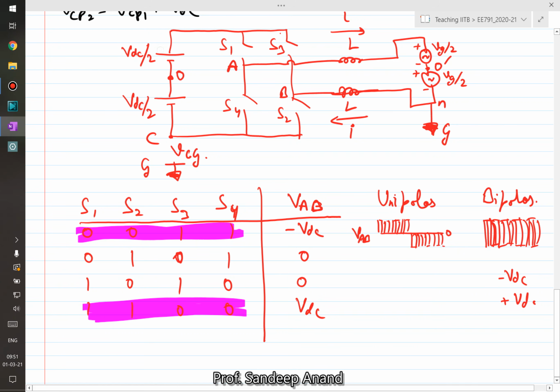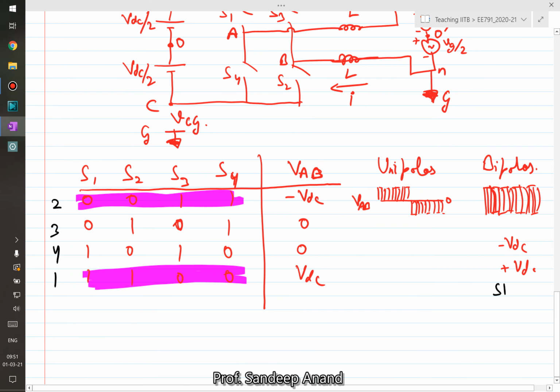Let me give some numbers to these states. Let's say I call this one as state 1, this one as state 2, and these are the two zero states, let me call them 3 and 4. So usually for bipolar, you switch between state 1 and 2 at high frequency.